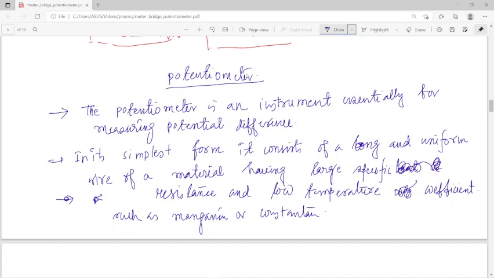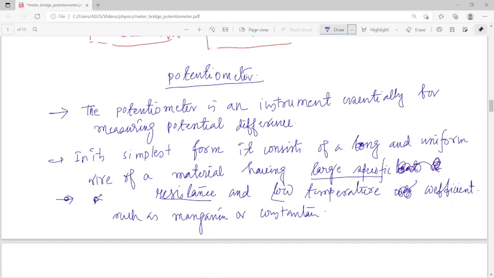And in that particular case, large specific resistance means that if we increase the temperature, the resistance will not change much. And low temperature coefficient means the resistance will not vary with respect to temperature. That is the meaning of that.